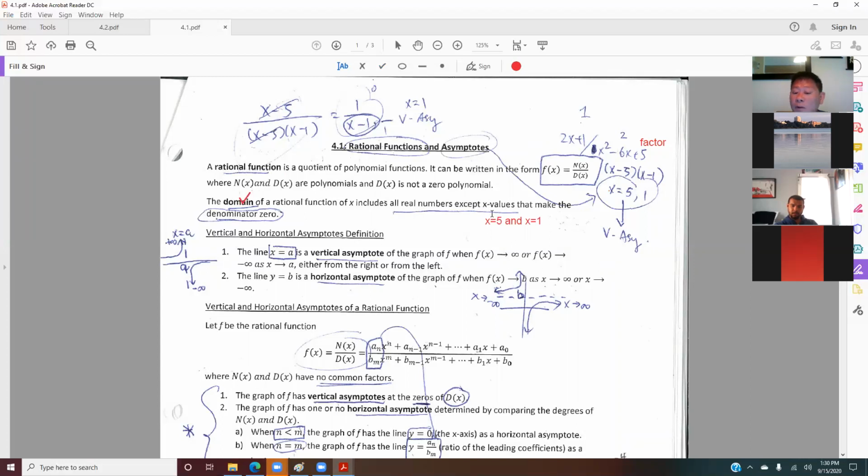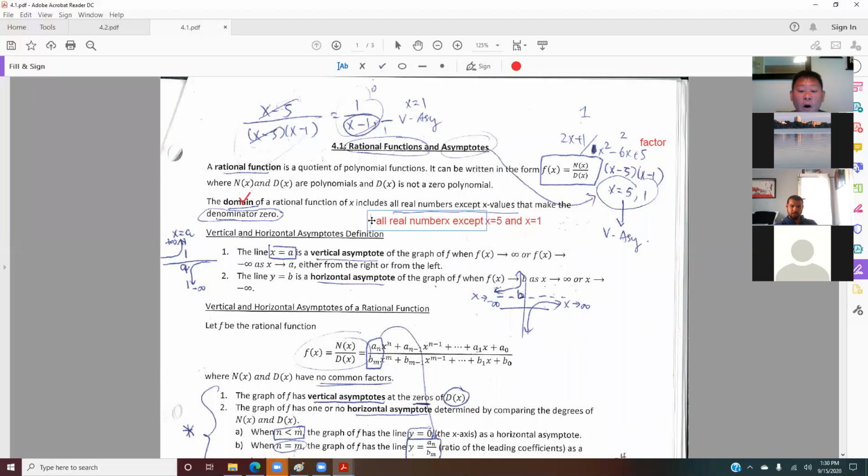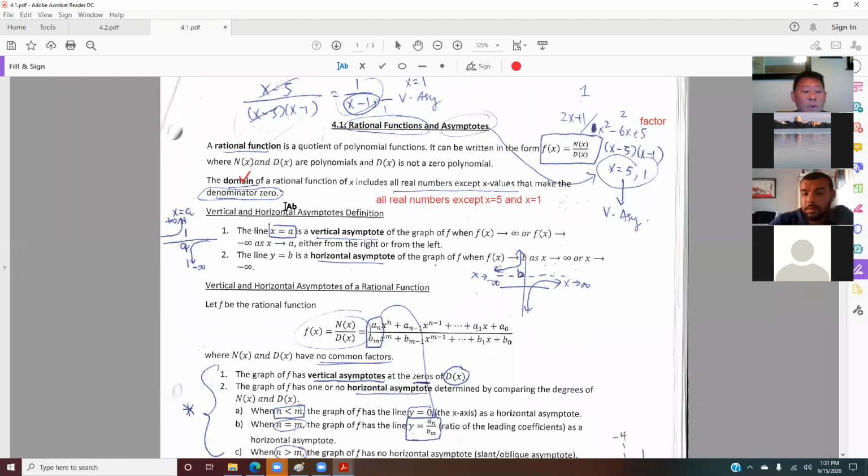A lot of students just write x equals 5 and x equals 1 in the test. You won't get the full points. Make sure you write all real numbers except x equals 5 and x equals 1 in your answer, because if you just give me x equals 5 and x equals 1, you will get 2 points.